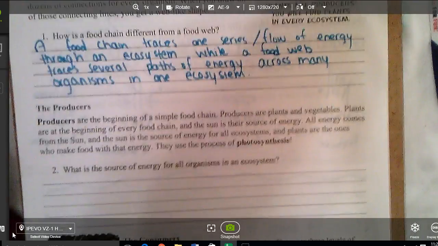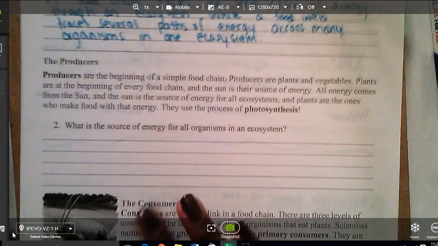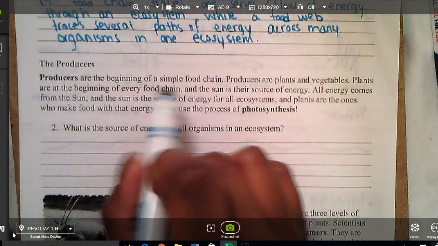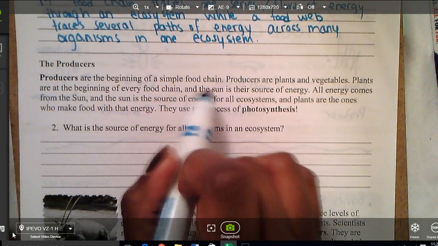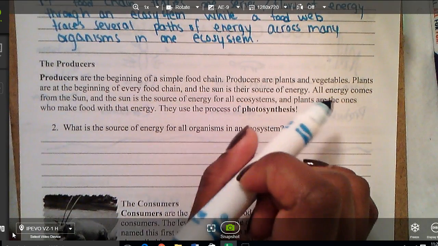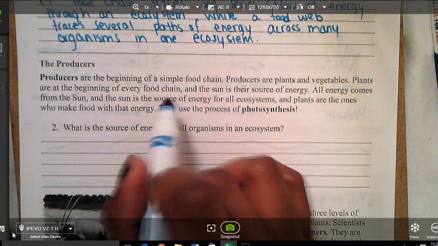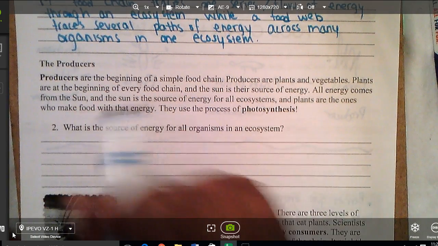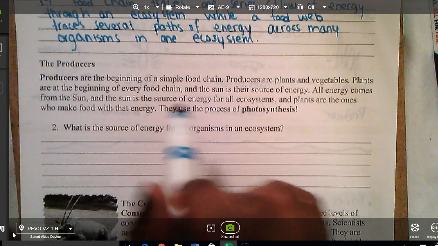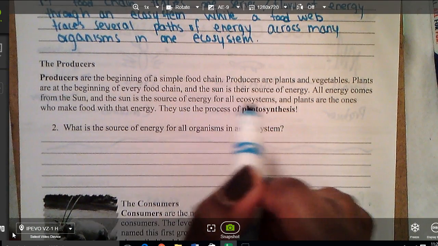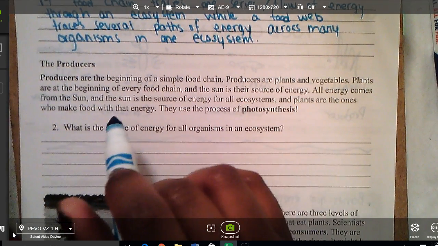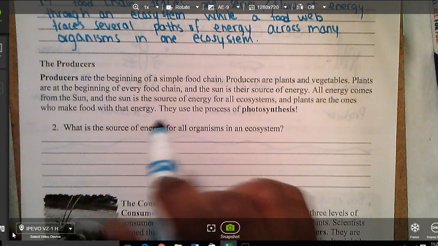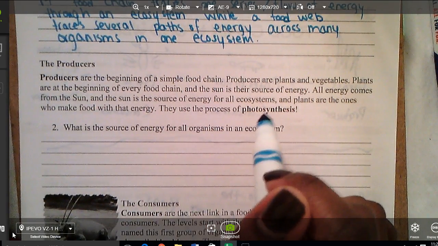Let's take a look at the next part, which is all about producers. Producers are the beginning of a simple food chain. Producers are plants and vegetables. Plants are at the beginning of every food chain, and the sun is their source of energy. All energy comes from the sun, and the sun is the source of energy for all ecosystems, and plants are the ones who make food with that energy. They use the process of photosynthesis.